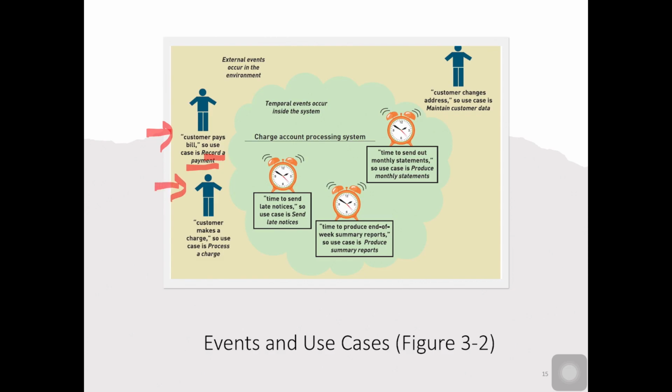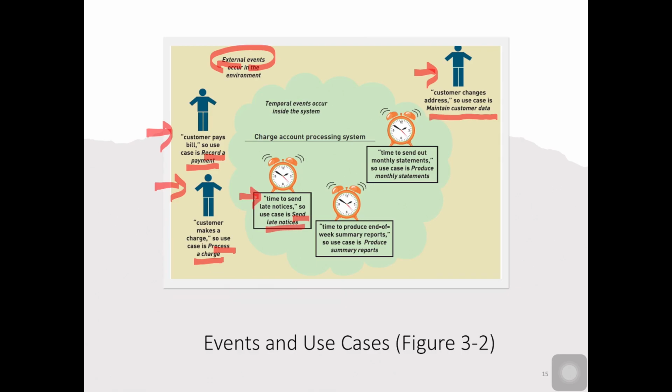Customer makes a charge. It has an impact on the system, so we can have another use case. And customer changes address. Change address also has an impact on the system, so we can have another use case, maintain customer data. These are external events, outside the system. Then there are internal events inside the system, for example, time to send late notice. So the use case is send late notice. So these are the events and use cases.